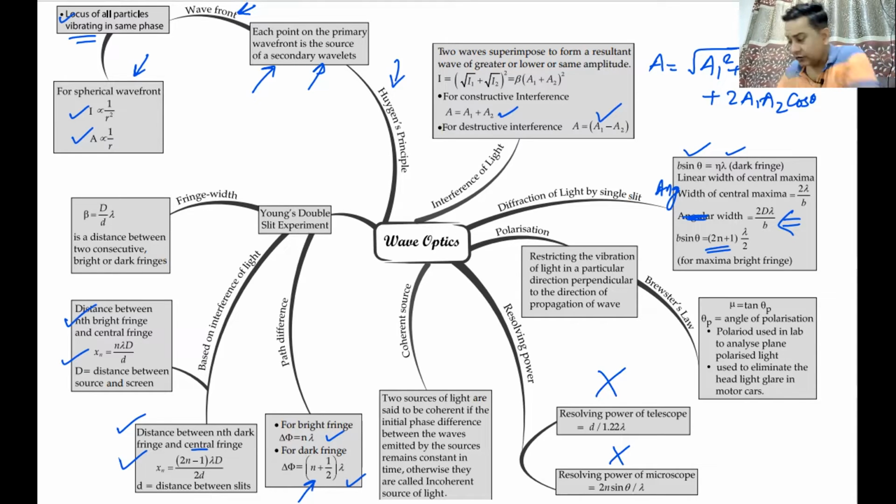Well, then with this, we come to an end of your chapter on wave optics. We have covered all the three things: interference, diffraction, and polarization. In the next class, we will begin with the next topic. I will send you the sheet for the next topic.